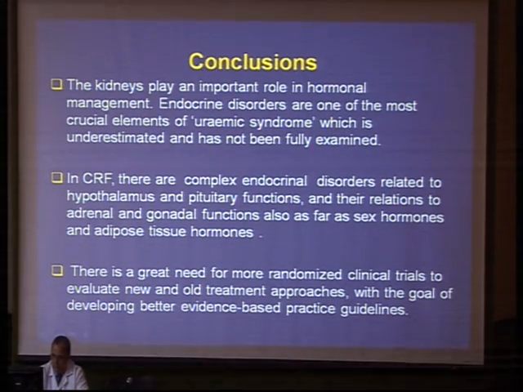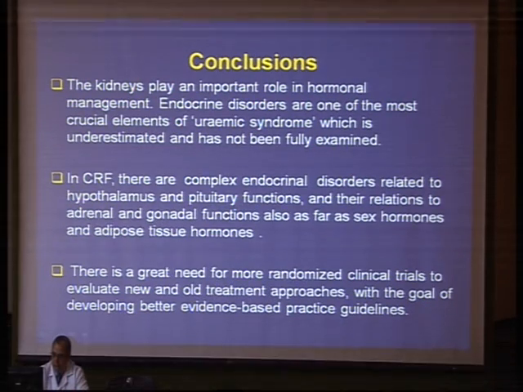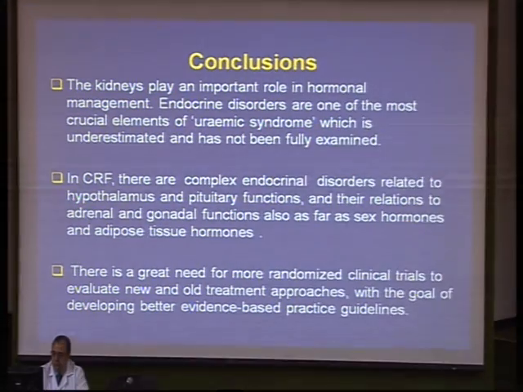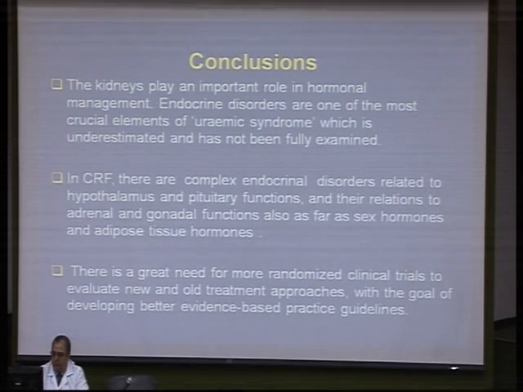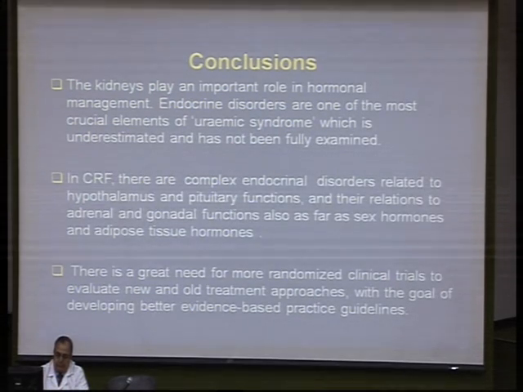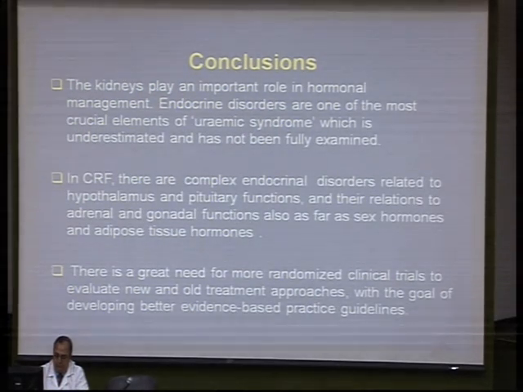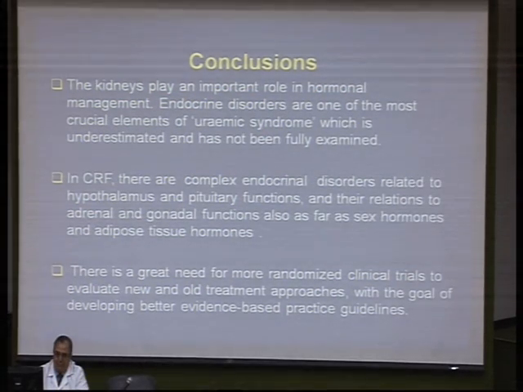In renal failure patients, there are complex endocrine problems related to the hypothalamus, pituitary, adrenal, and gonadal axes, also sex hormones and other hormones secreted from the adipose tissue. Lastly, there is a great need for more randomized controlled trials to evaluate use and treatment approaches, with the goal of developing a better evidence-based approach for all these problems. Thank you.